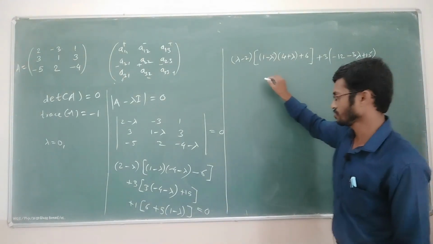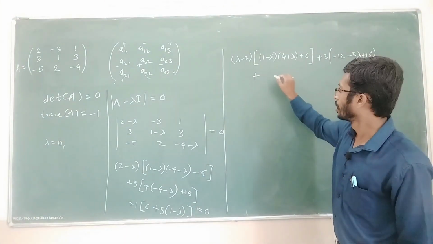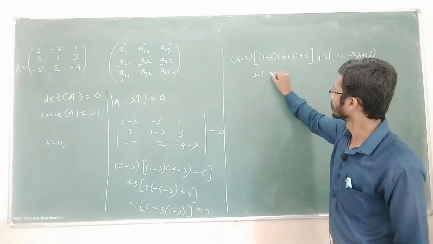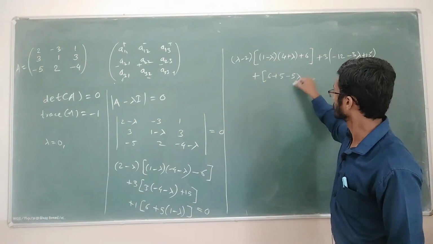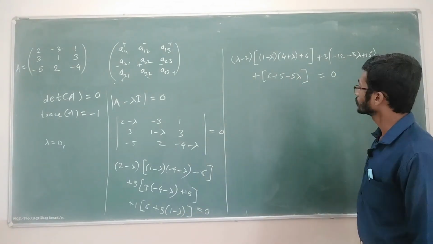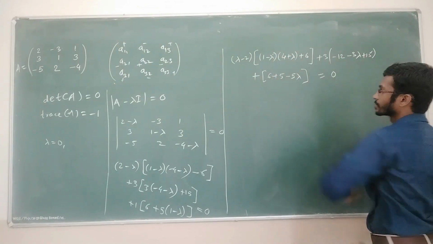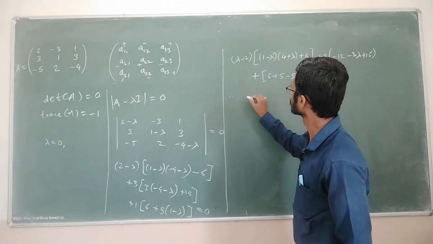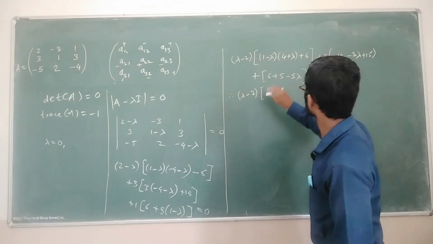Now last, plus 6 plus 5 minus 5 lambda is 5 into lambda. So this total is equal to 0. Now we have to expand this and add these things. Therefore I will keep this as it is, lambda minus 2 inside the bracket.